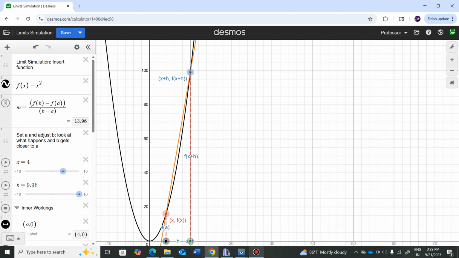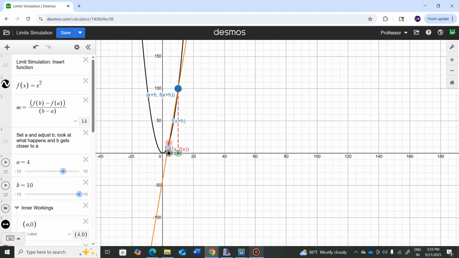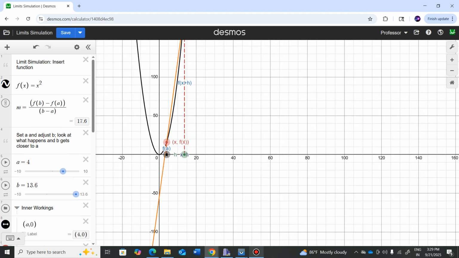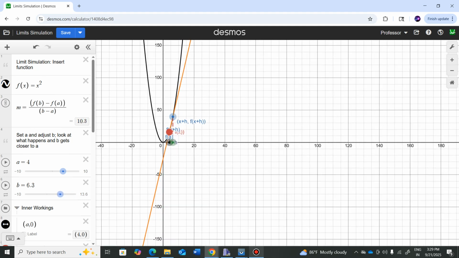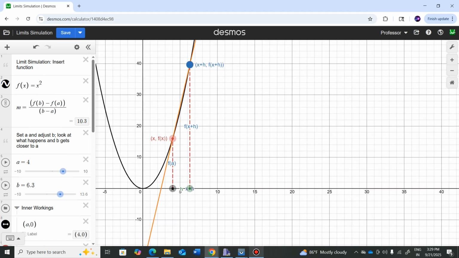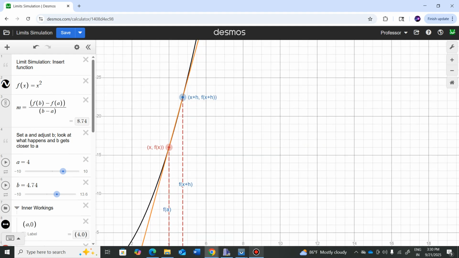Now, of course, if we take this point and go higher, then it ends up being a little bit farther off. We bring it down, and it ends up being even closer. You can see it gets really close until we're almost on the line. So when it gets all the way down to it, our secant line isn't a secant line anymore, it's a tangent line. Okay, so that's the idea with this.